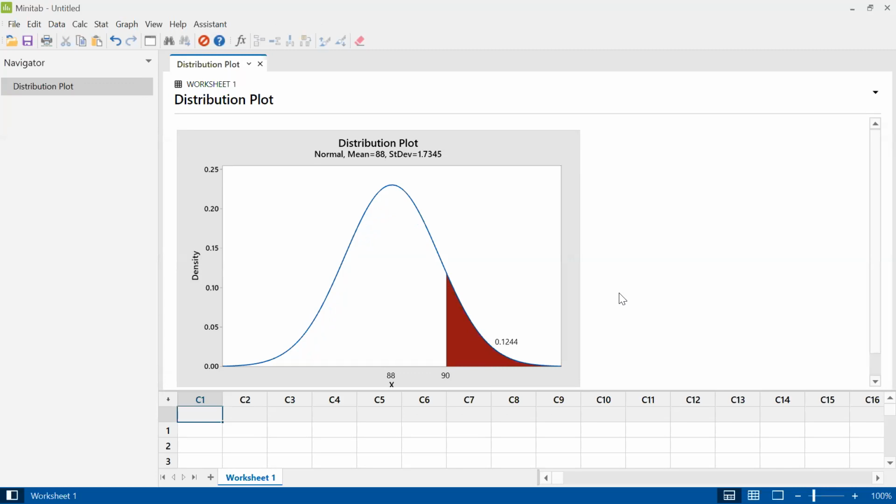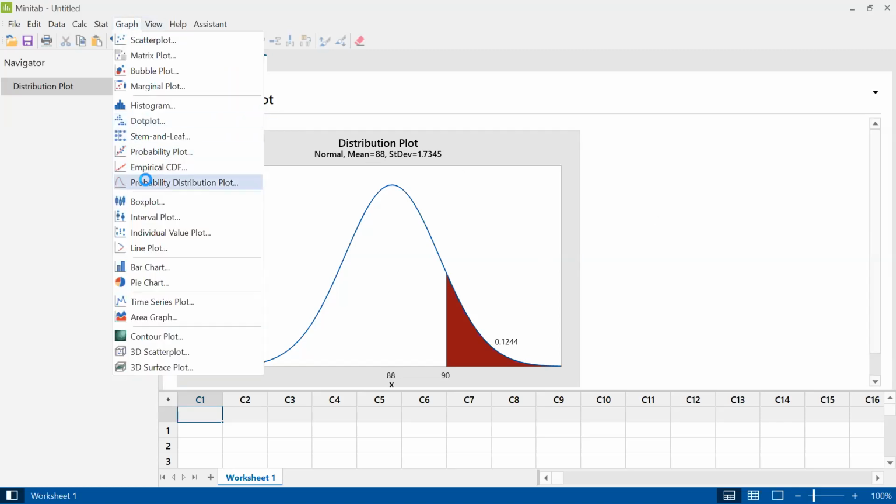0.1244 is my answer. So there's a 12% chance, 12.5% chance that this school basically gets lucky and their students that year have a high average. I mean, 2% above the standard average isn't that big of a difference, but let's say that the school doing 90 or better is pretty high. So there's a 12% chance that the school comes out pretty high. I guess they just happen to have good students that year.